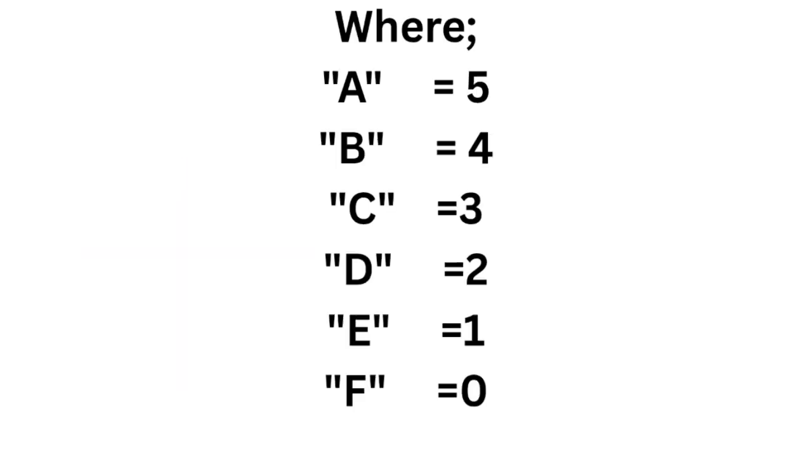So, for example, you get an A, that is 5 points. You get a B, that is 4 points. You get a C, that is 3 points. You get a D, that is 2 points. You have an E, 1 point, and F, you have 0 points. So the points that are attached to each grade are what we call grade points.